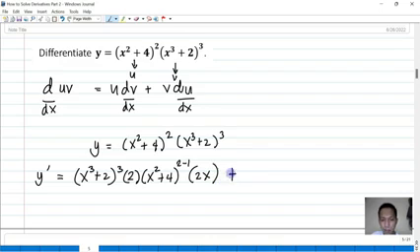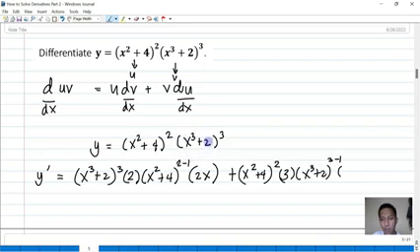Then plus, copy the first expression. We have here x squared plus 4, and that is squared. And differentiate the second expression. So, they alternate, guys. You have here, bring down 3, that is the exponent. Copy the inside function x cubed plus 2. Subtract 1 from the exponent, that is 3 minus 1. Then differentiate the inside function x cubed plus 2. So, that is 3x squared. The derivative of 2 is 0. So, that is just 3x squared.